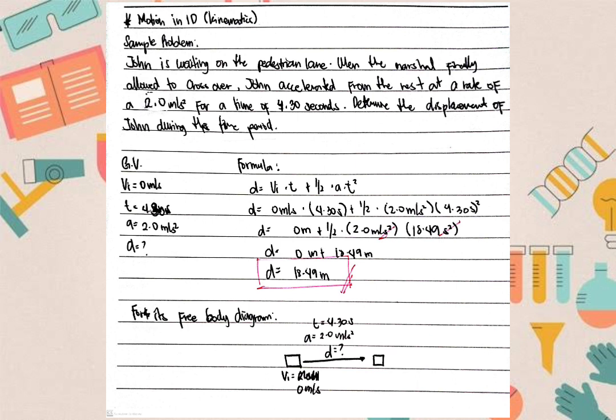We can solve this problem through the use of one of the kinematic equations. The formula is displacement equals initial velocity multiplied by time plus 1/2 multiplied by acceleration multiplied by the square of time. Then substitute the given values and the result is 0 meters plus 18.49 meters. Then the final answer for displacement is 18.49 meters. The free body diagram is also included and must be included to illustrate the given process of the problem.